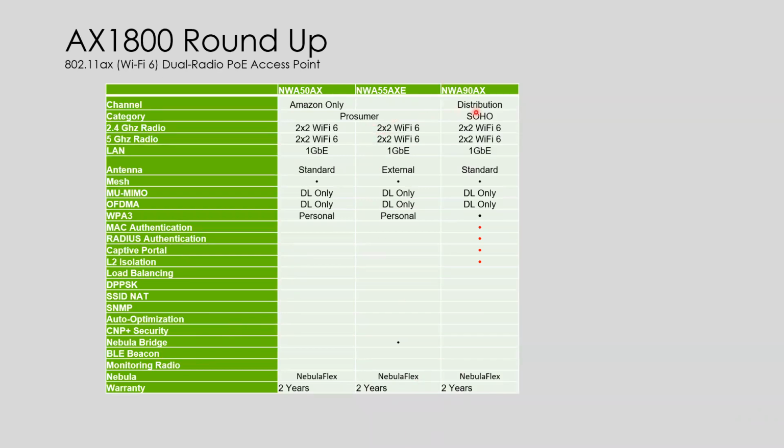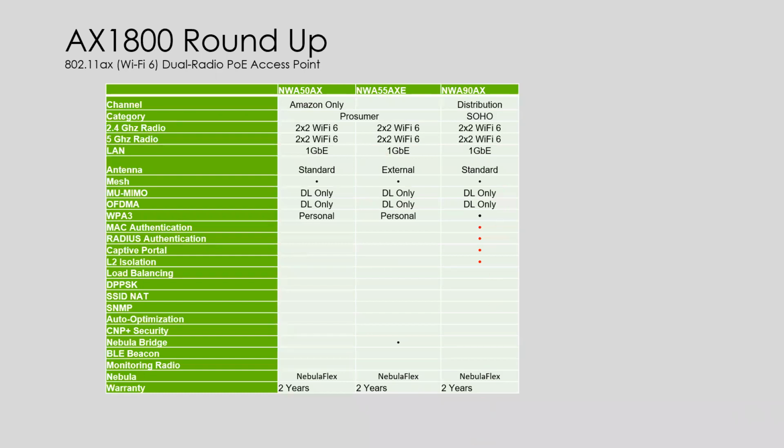The step up from this, which is available through distribution, is the NWA 90AX. It is very similar here, and that is a Wi-Fi 6 Lite product. So it's missing the multi-user MIMO upstream and the OFDMA upstream. It does add support for the full WPA3, including enterprise. Supports MAC authentication. It supports RADIUS authentication. It supports captive portal. And it supports layer 2 isolation. So it's those core features that you may want. So if you're looking for a really inexpensive access point, it's a little bit more capable than over here, the NWA 90AX is what you're looking for.